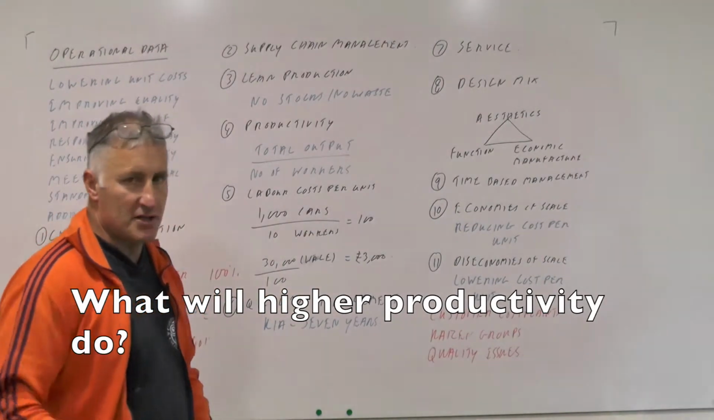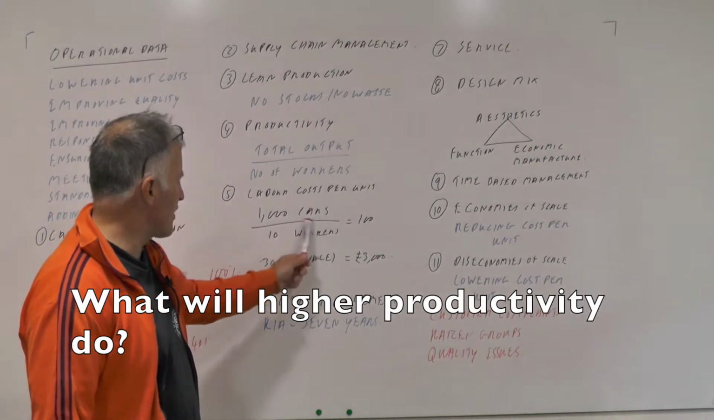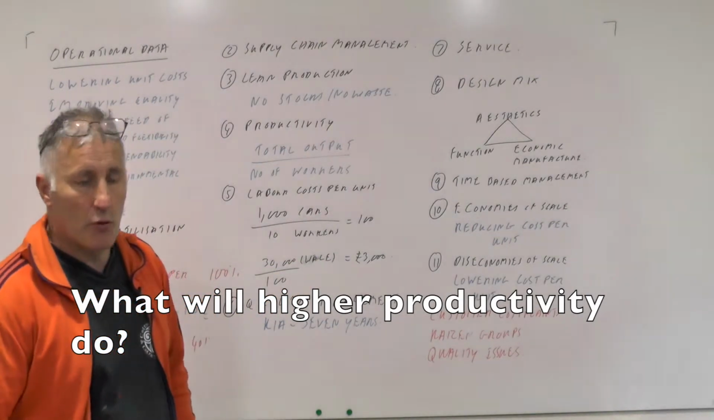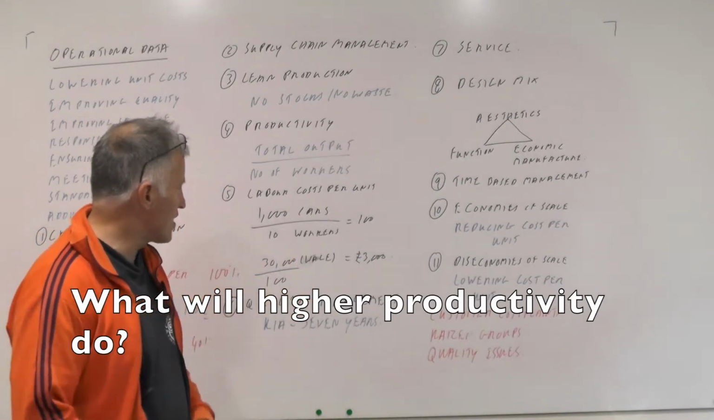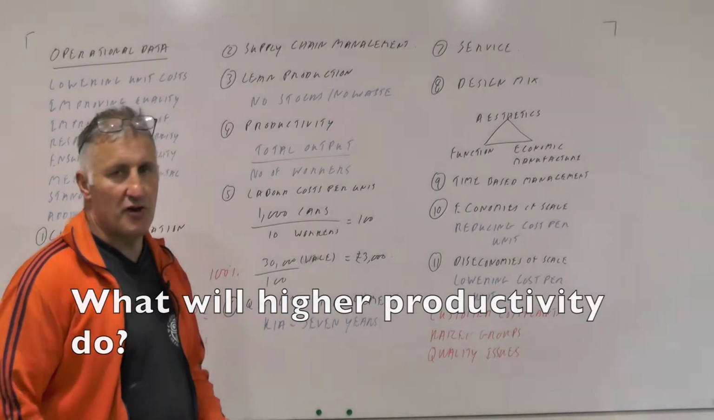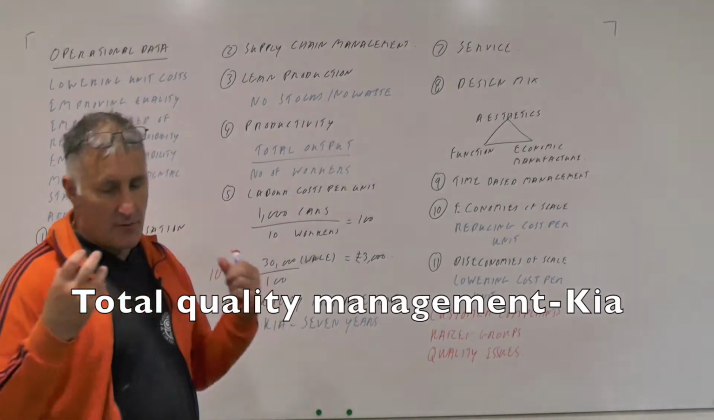Labour cost per unit. Drawing up an example here, imagine 10 workers make 1,000 cars, therefore the output per worker is 100 cars. If on average each of those workers is paid £30,000, then we get a labour cost per unit of £300 per car. Quality management, absolutely vital.